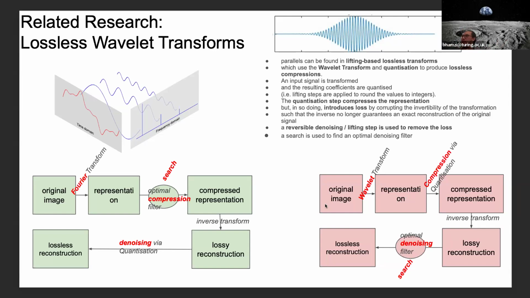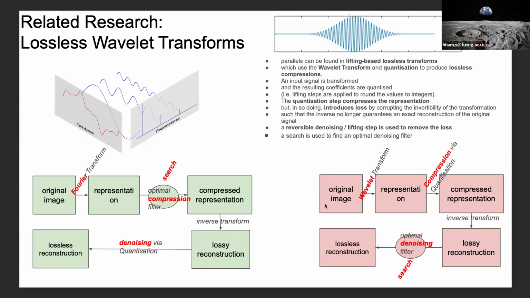That quantization of the representation introduces the loss that corrupts the invertibility of the transform. So the inverse no longer guarantees an exact reconstruction, so it's lossy. But then a final step, a reversible denoising or lifting step, is used to remove that loss. So in that case, that's where they do a search for the optimal denoising filter.